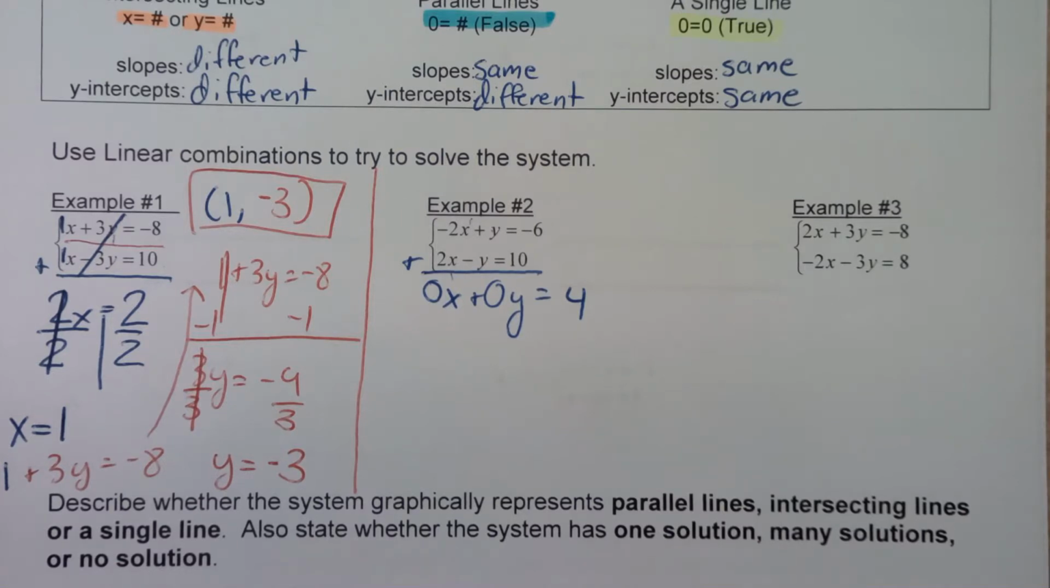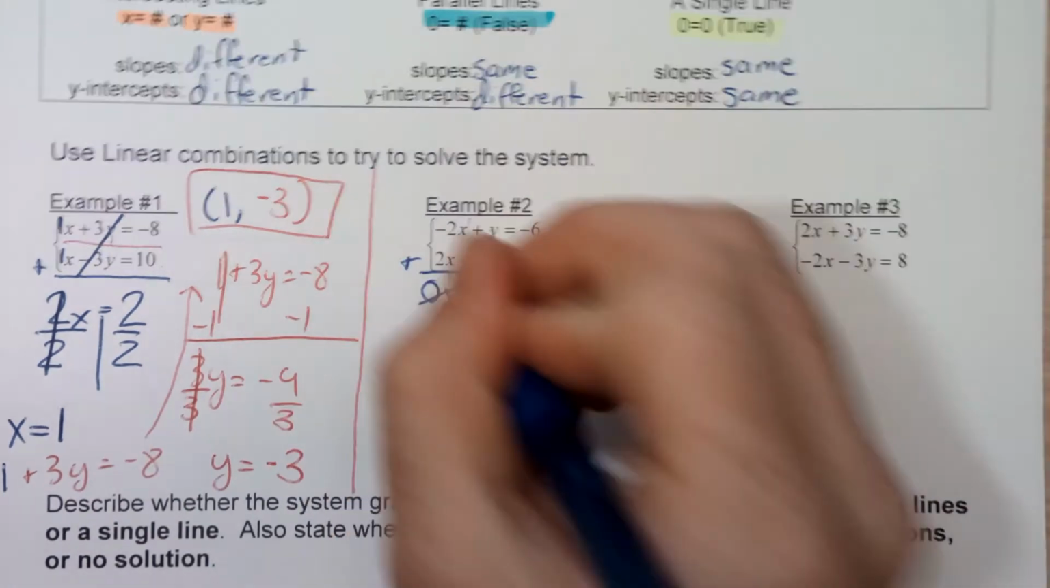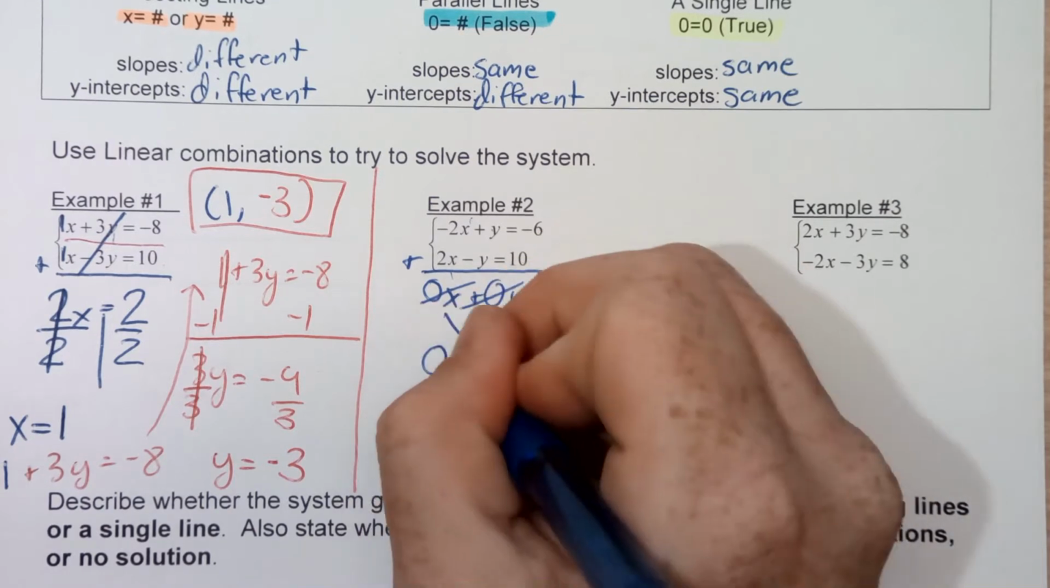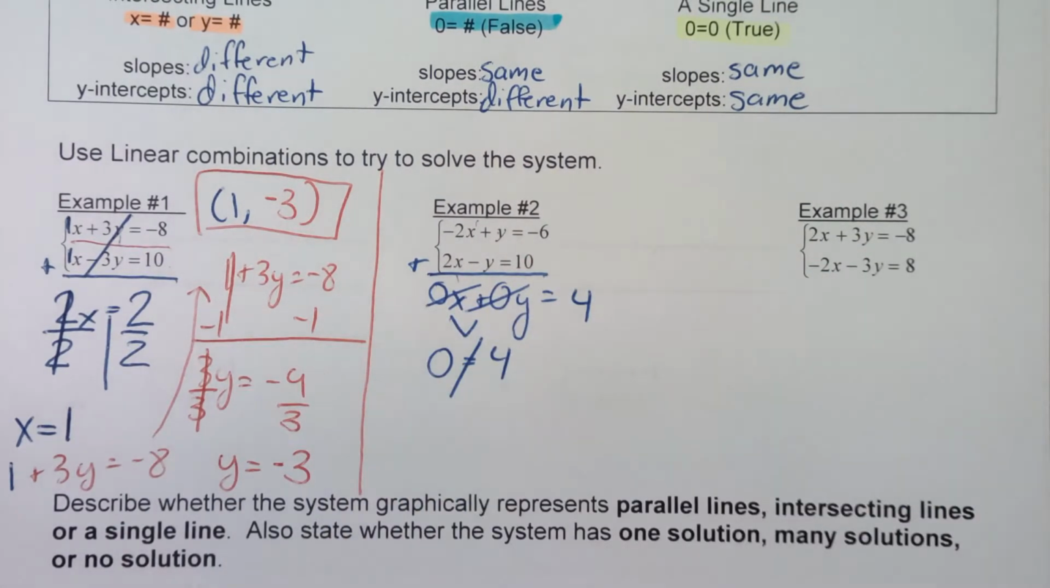Okay, so we left off in example 2. We have 0x plus 0y equals 4. So these just cancel. Those both cancel to 0. So then we get 0 equals 4. And does that make sense? No, right? 0 and 4 are not the same thing. That does not make sense. We have opposite numbers on either side of the equal sign.